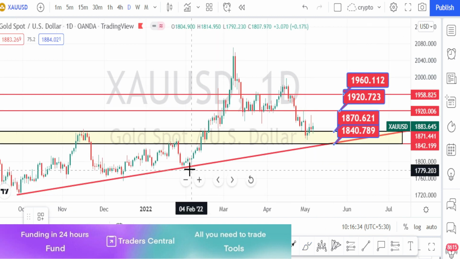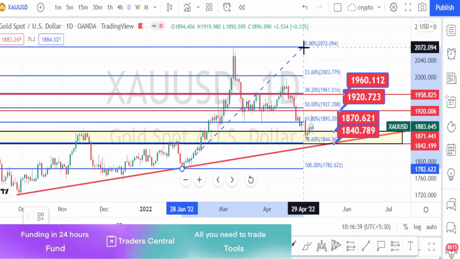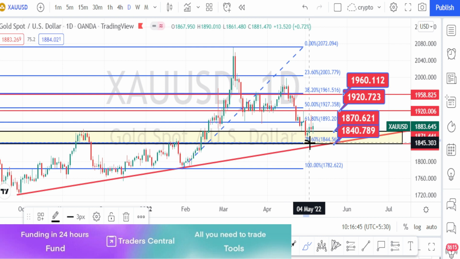And when we look at the Fibonacci's retracement level using the Fibonacci's tool, we can clearly notice that it has taken support at the 78.60% level in Fibonacci's tool, and it has bounced back on the bullish trend reversal, and it has not crossed the 50%, so it is in a sideways for now.